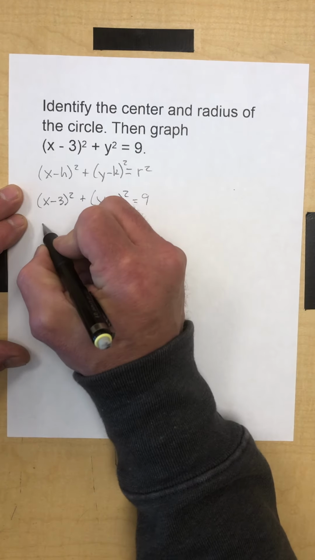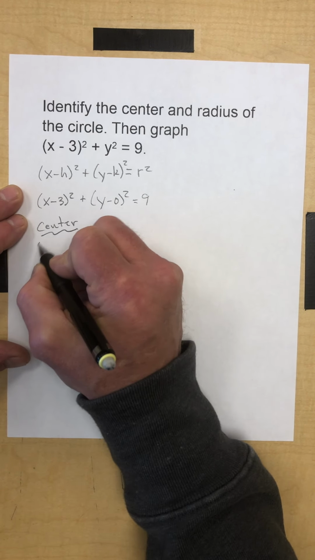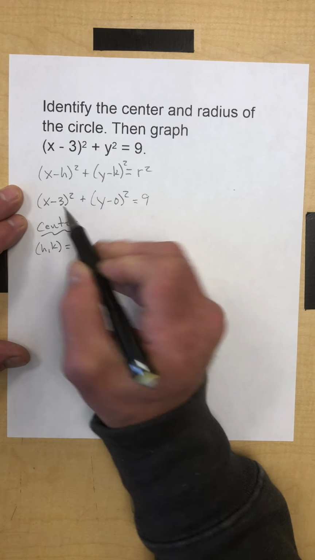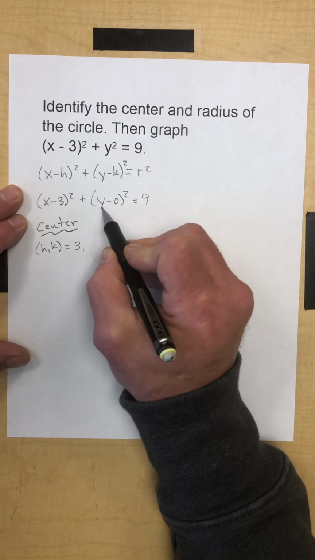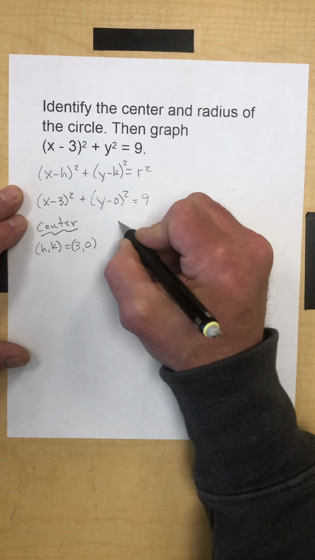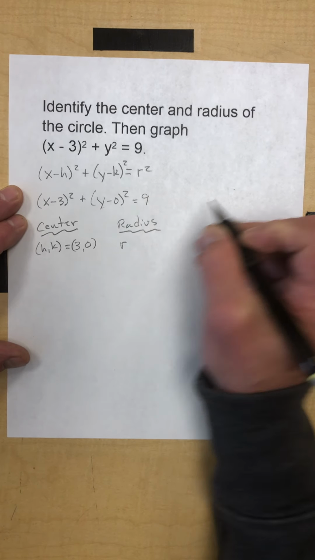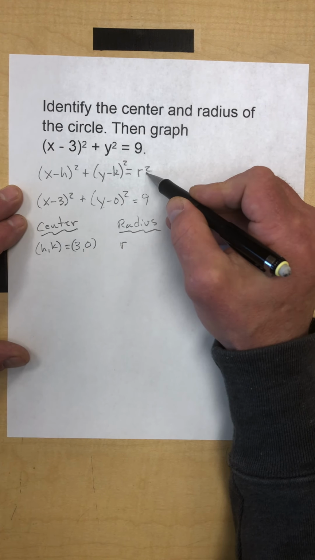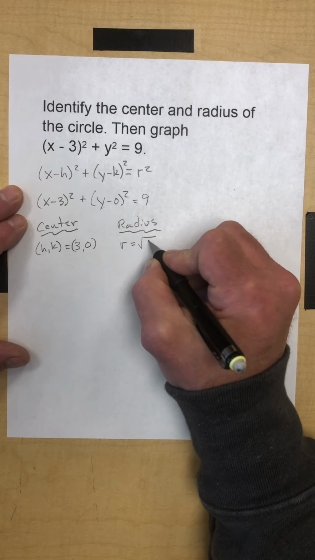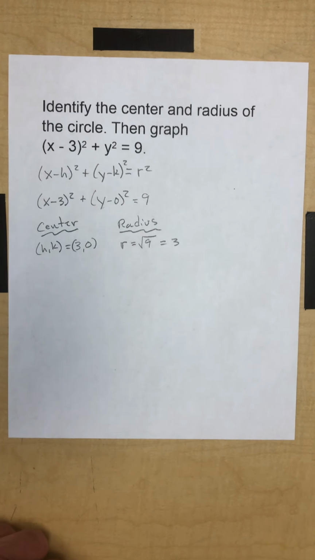Okay, so let's see my center. Okay, that's going to be my h, k. Okay, so x minus h, so h is 3. y minus k, so k is 0. Okay, so my center's at 3, 0. And then my radius. Okay, so this 9 is r squared. I just need my radius, so I got to take the square root of 9. So r would be the square root of 9, which once again, we only need the positive. So we got 3.